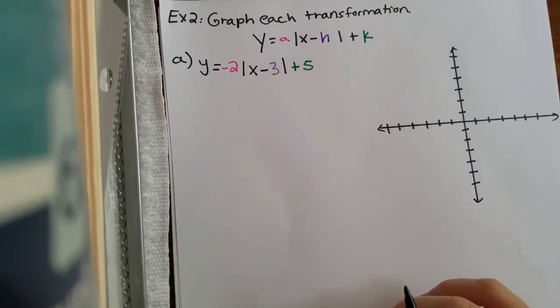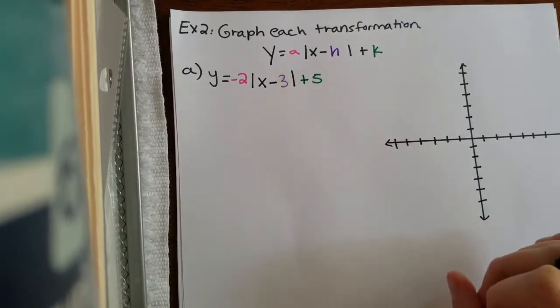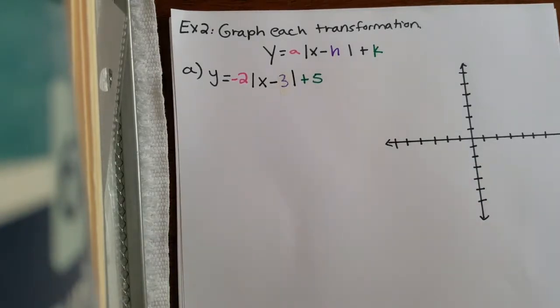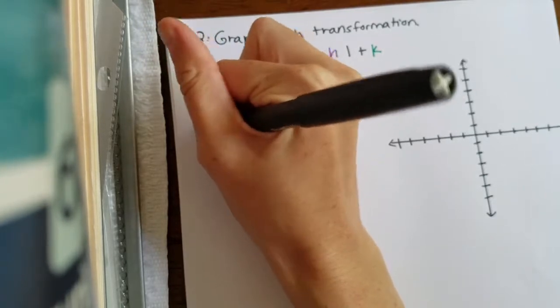Whenever you graph transformations, we always start with the parent function. Always. That will always be your first graph. And we're going to be graphing each transformation separately. I do not want you just to graph the final graph. So, where we always start, the very first step is to graph the parent function.